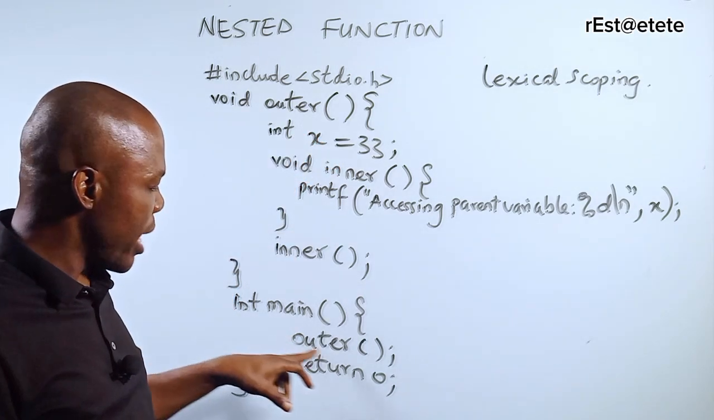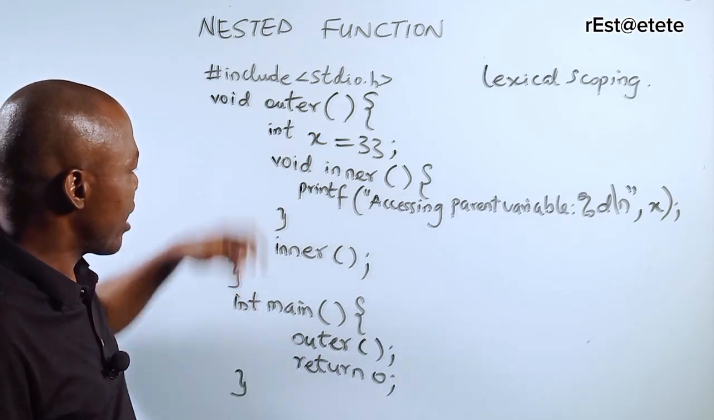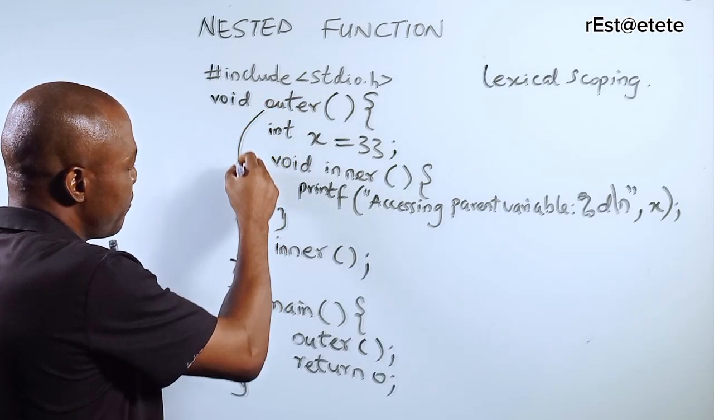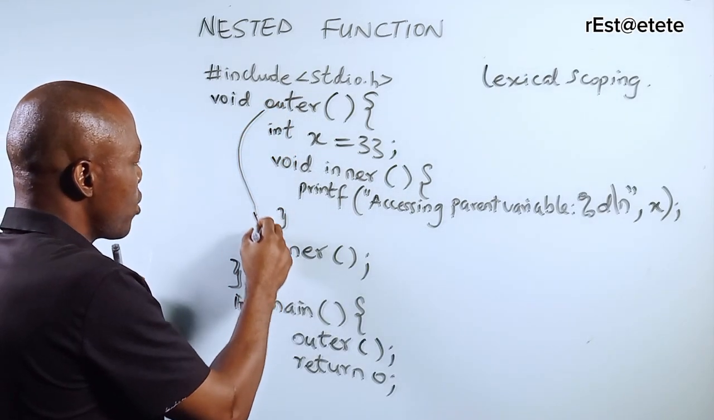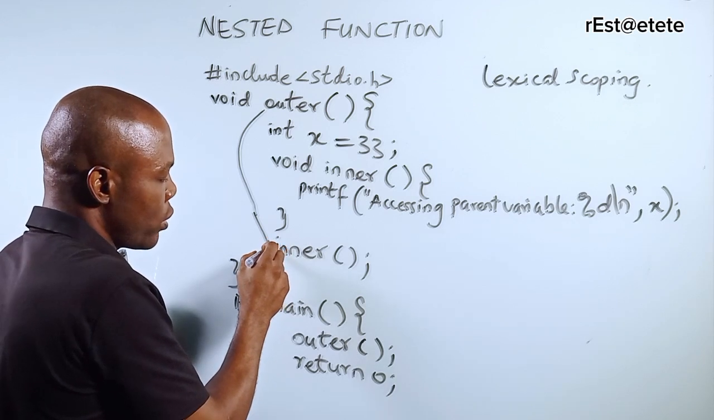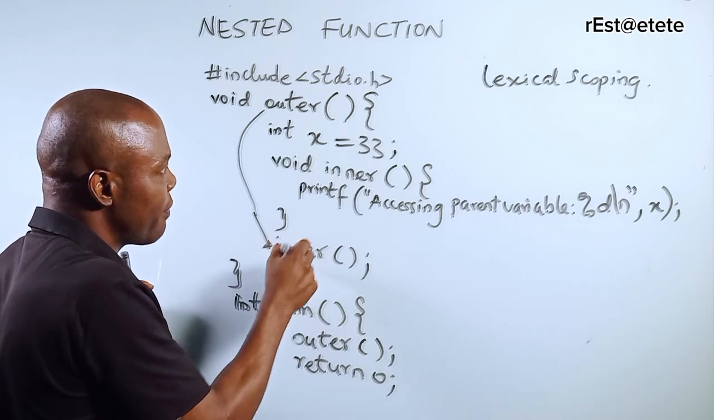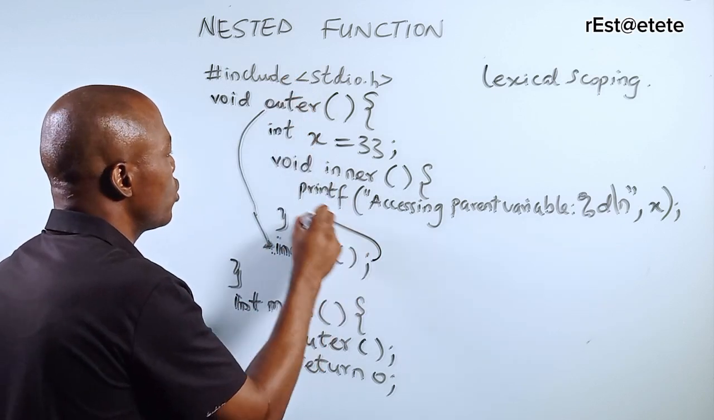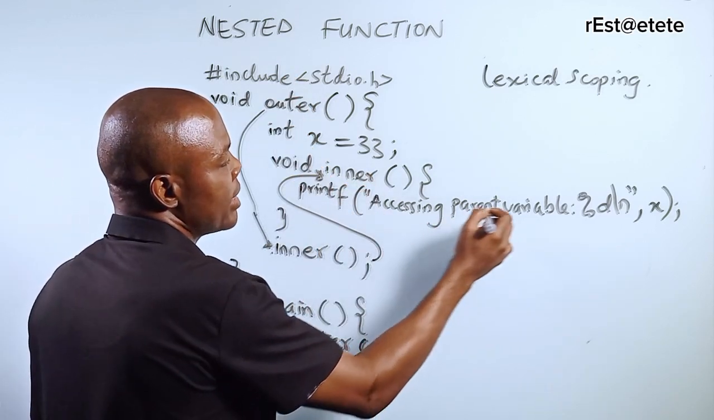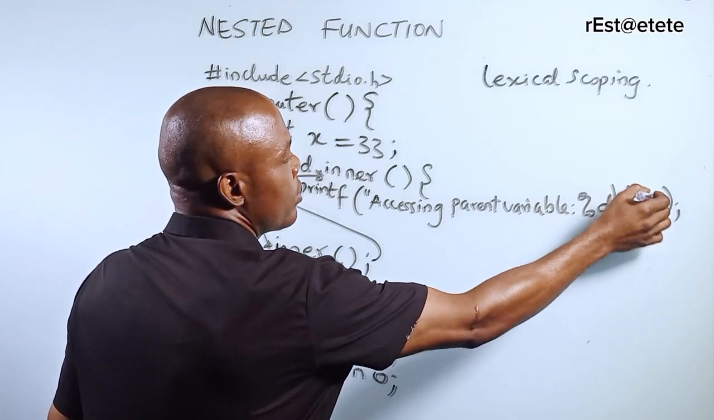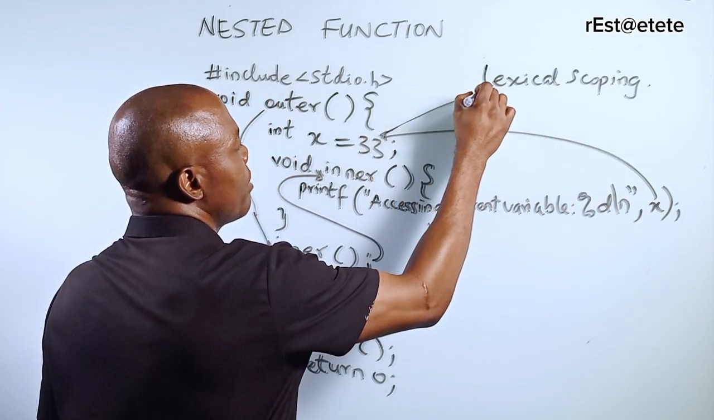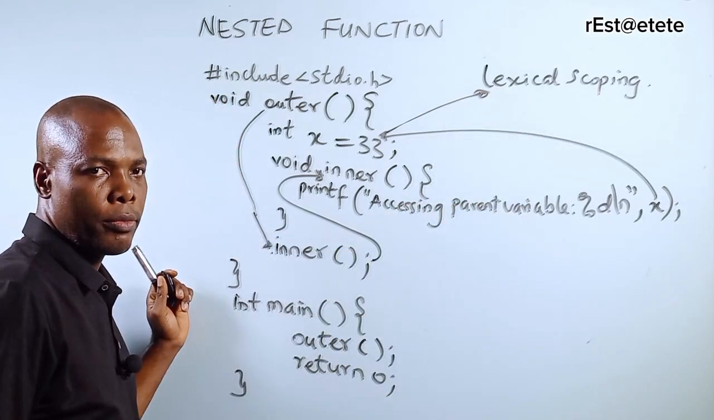So in the main, I'm calling my outer function. When I call this outer function, then the outer function, because it is still alive, right? Now calls this inner function. Once the outer function calls this inner function, control will come to this guy, right? And then it will enter and print accessing parent variable x. So this one will access this place through this concept called lexical scoping.